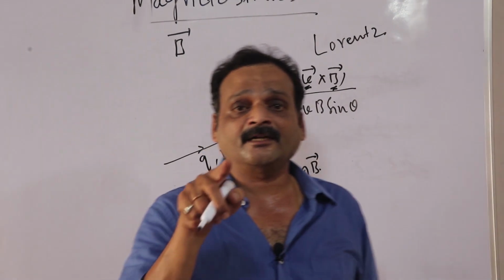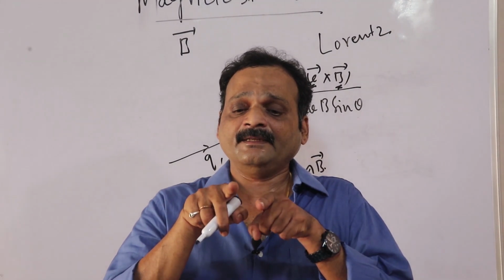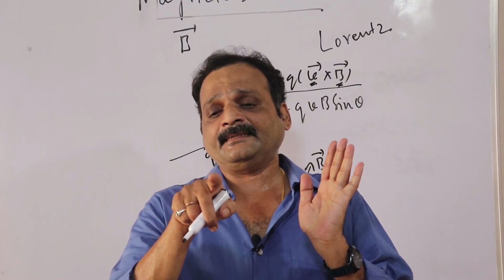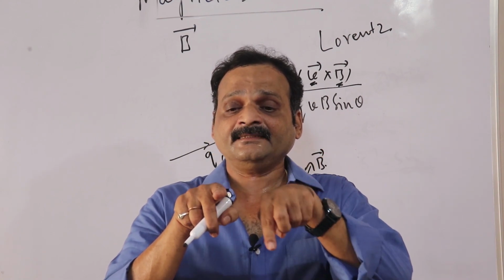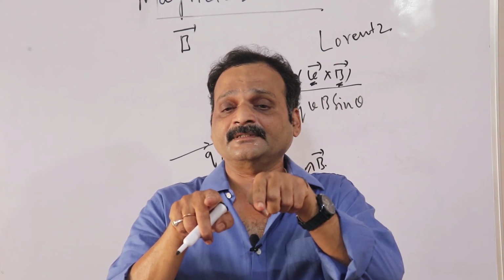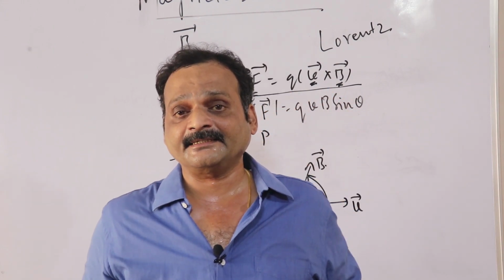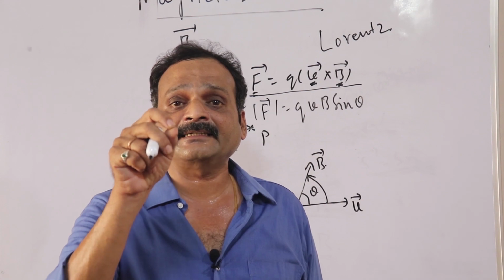Force is perpendicular to velocity means what? If the particle is moving like this, force is acting in some perpendicular direction. Perpendicular direction means it can be like this or it can be like this. In whichever direction that force is acting, the particle will get deflected in that direction. So that's why it is called a sideways deflecting force.